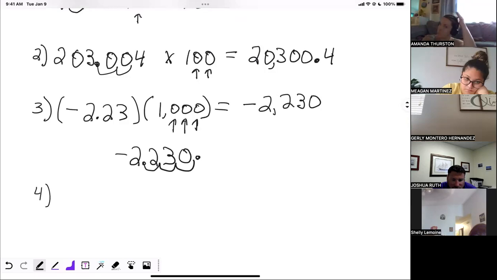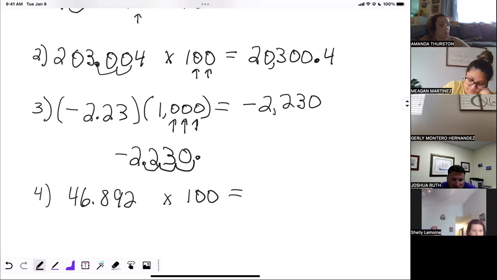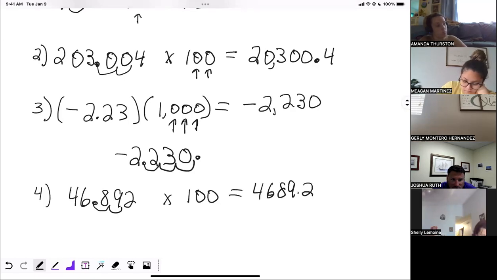And then one more, I got 46.892 times 100. So I have 2 zeros. So I've got to take my decimal place and move it 2 places to the right. It's going to be a bigger number. So 4,689.2. So that's multiplying by powers of 10 that are bigger, right?